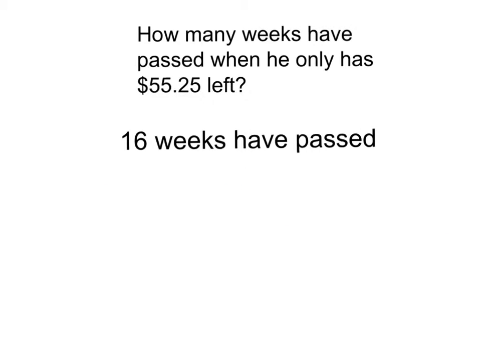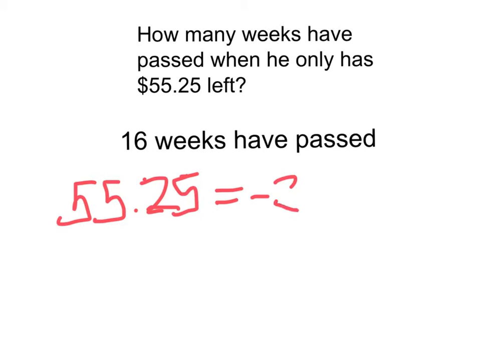This is another problem, and it's how many weeks have passed when Joey only has $55.25 left. The answer is 16 weeks have passed. To get the answer for this, the workout would be like you replace y with $55.25. So it would be 55.25 equals -2x plus 87.25. And then you can get your answer, which is 16 weeks.